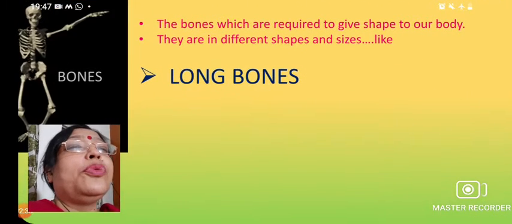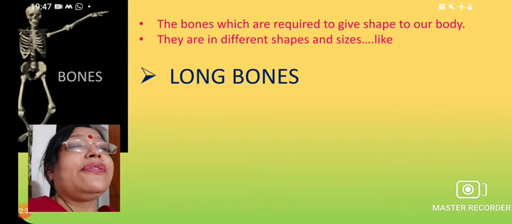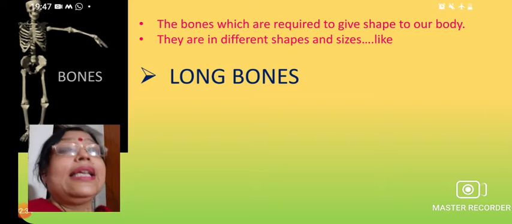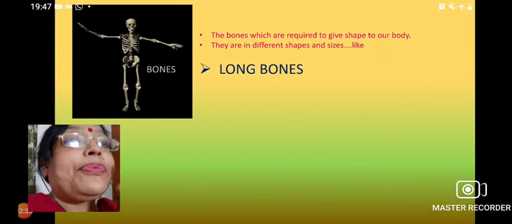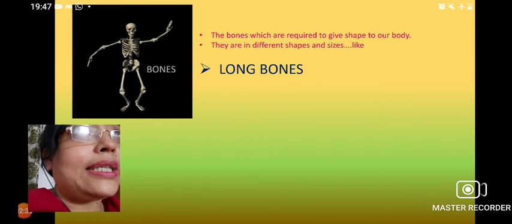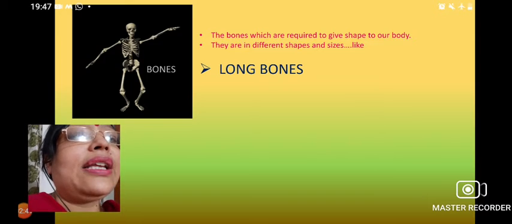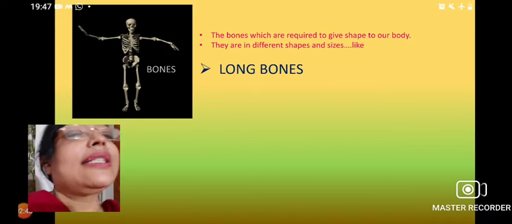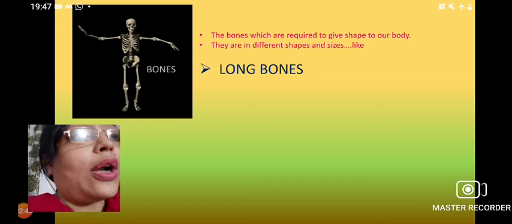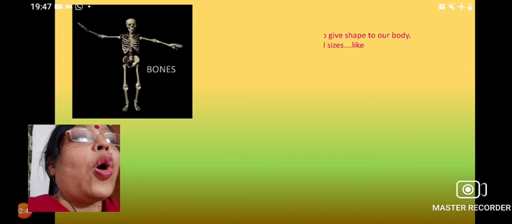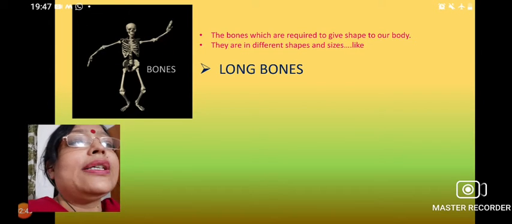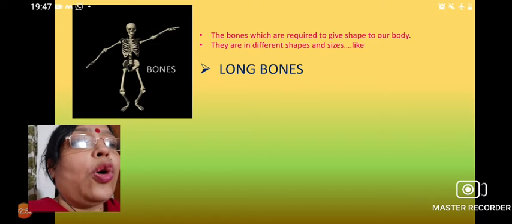The bones which give shape to our body are of different types. These bones, with their coordinated structure, give the different structures in our body. Accordingly, the first one is the long bone. First we will describe the long bone.